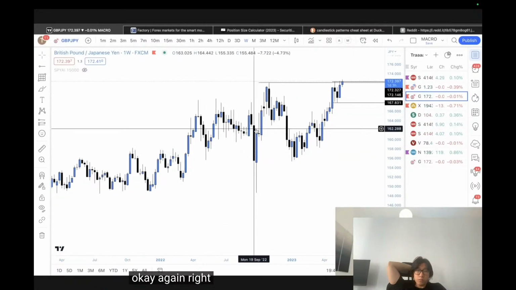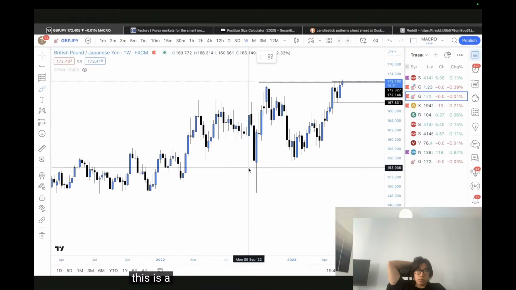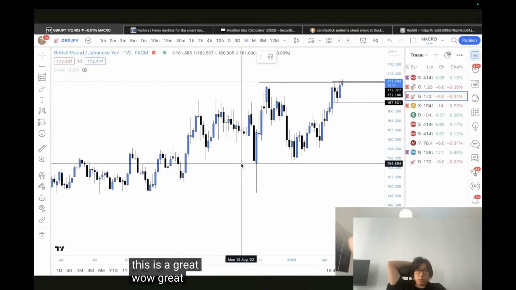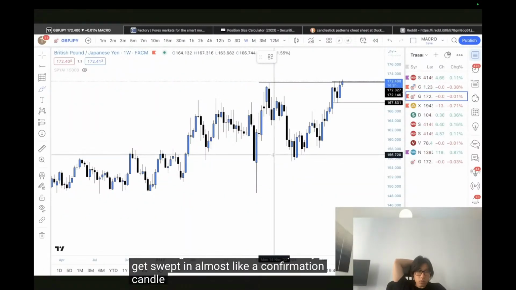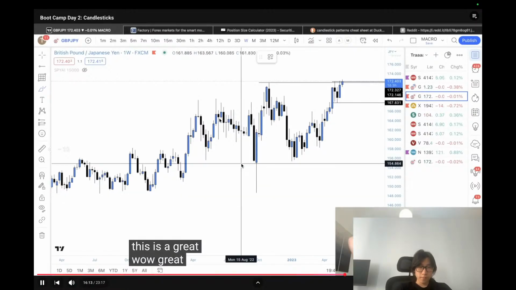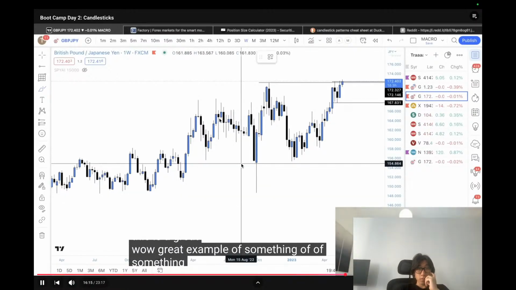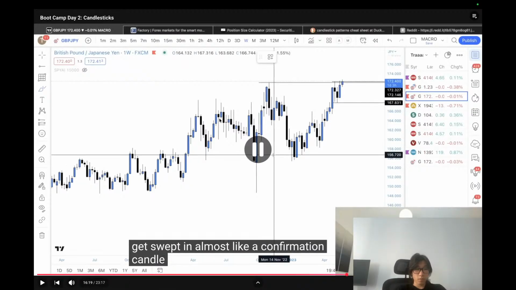Okay, again, this candle is a great example of something where we see liquidity get swept in almost like a confirmation candle. We see this long swept, a great example of something where we see liquidity get swept in almost like a confirmation candle.